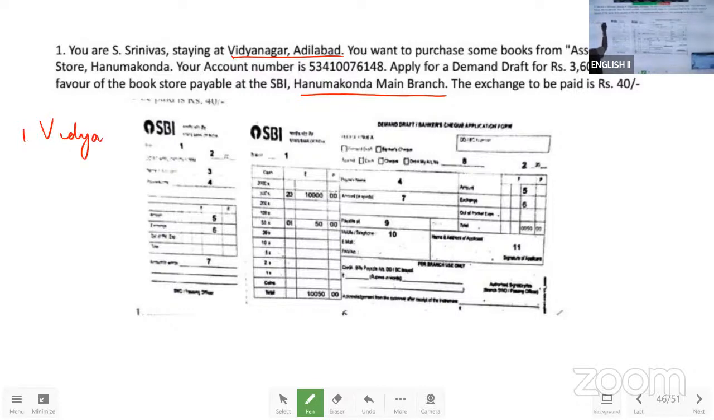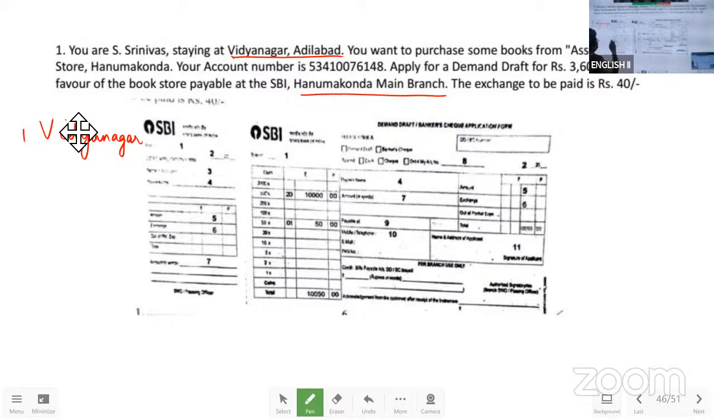And when you write also, children, the branch, if you write Vidyanagar, Adilabad, accepted. But if you write Adilabad alone, it is wrong. In Adilabad, there are many branches. You go to the branch which is closest to your house. So please learn to write either Vidyanagar or Vidyanagar, Adilabad.